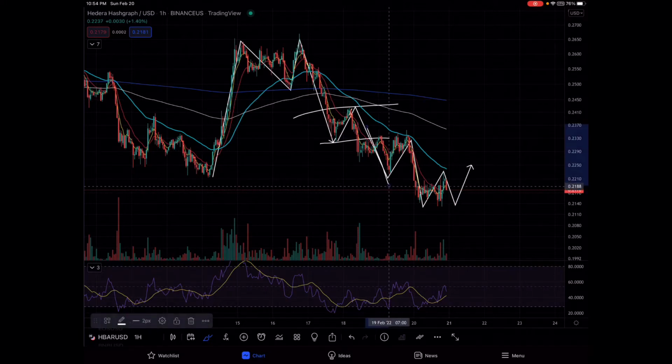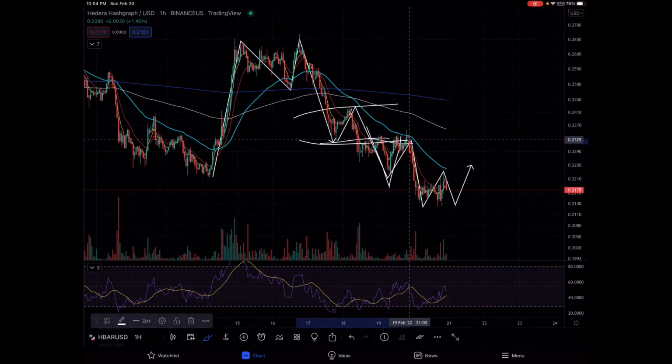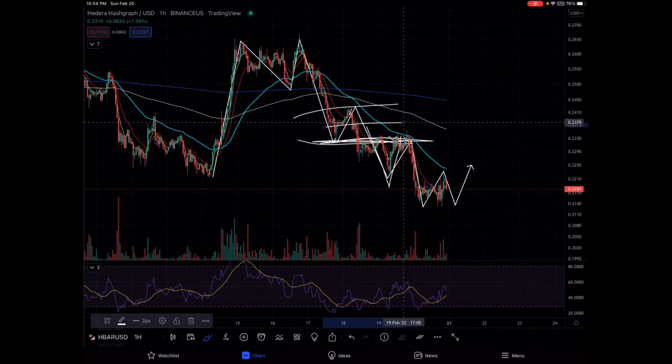Anyway, this came back down, came back up. We kind of tested this neckline a little bit. In fact, we broke over it just a little bit, but we're safe still in our stop loss, even if we have it pretty tight.